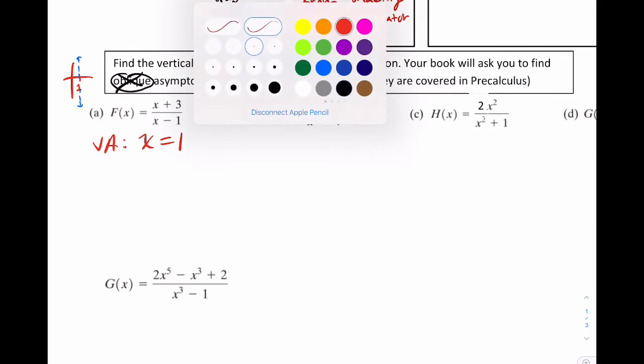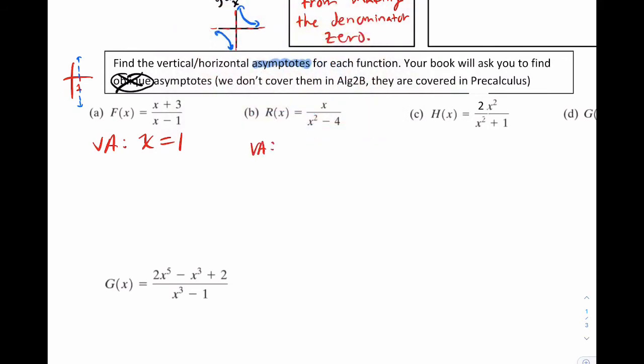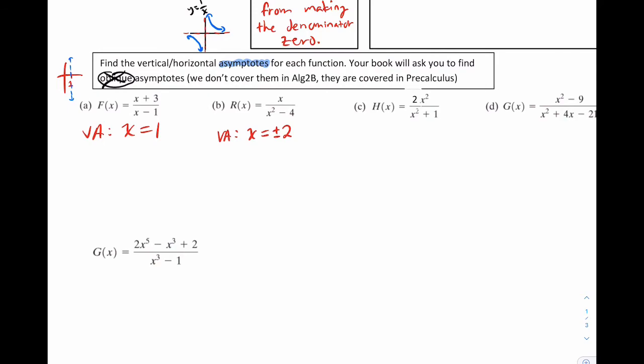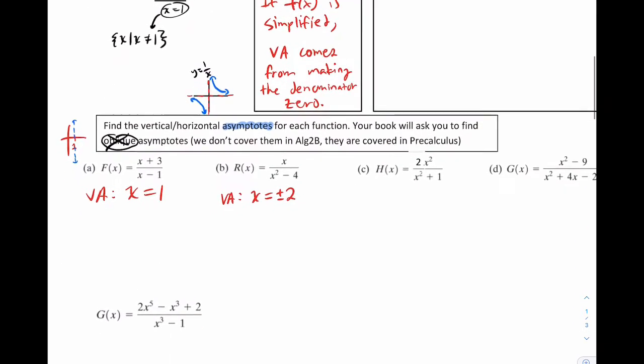Next one. VA. This should look familiar, so we'll just write x equals plus or minus 2. For part C, look at the bottom here. So we talked about this earlier, up there. This x squared plus 1 will never equal 0. So for VA, you simply write, well, there are none.